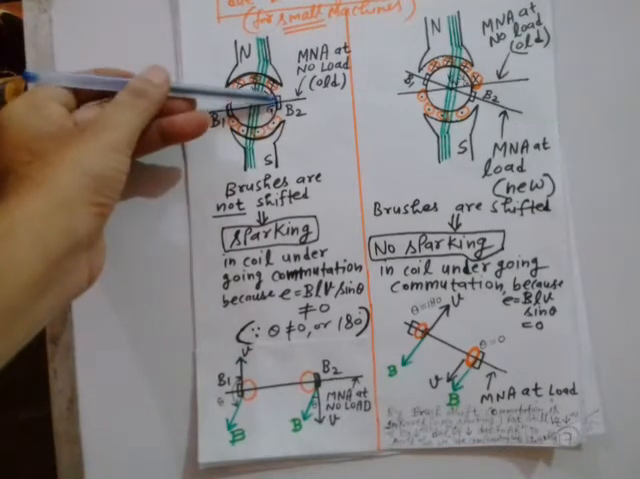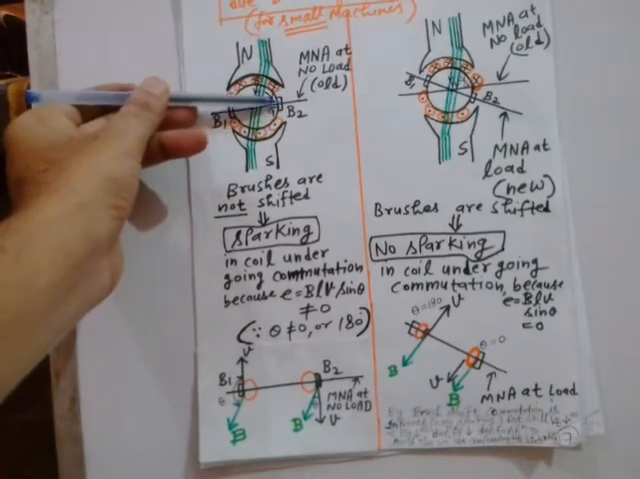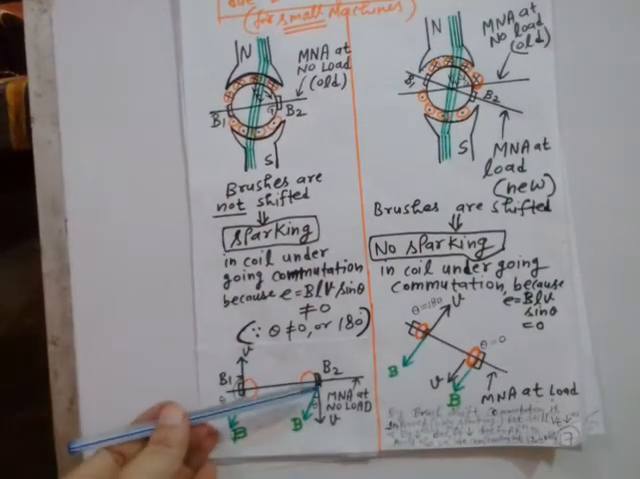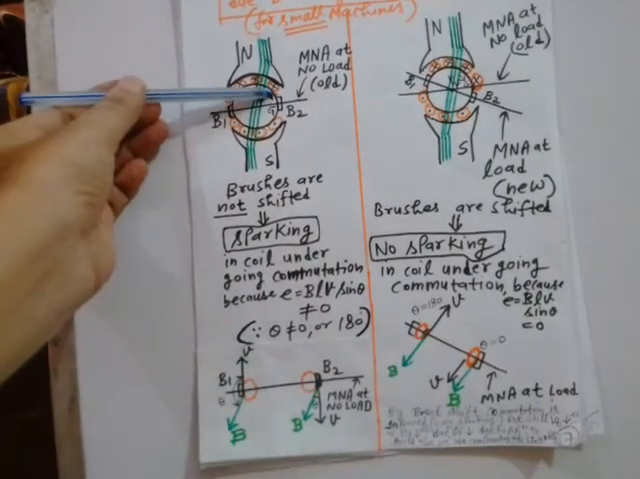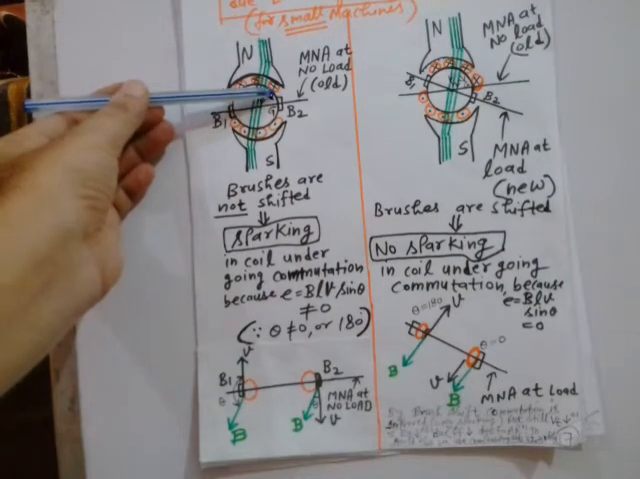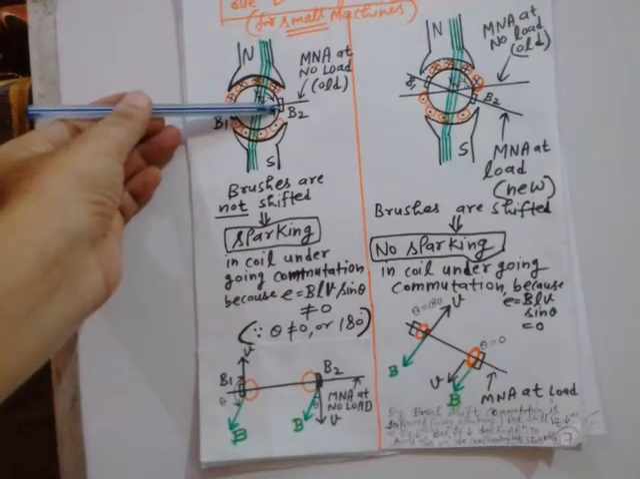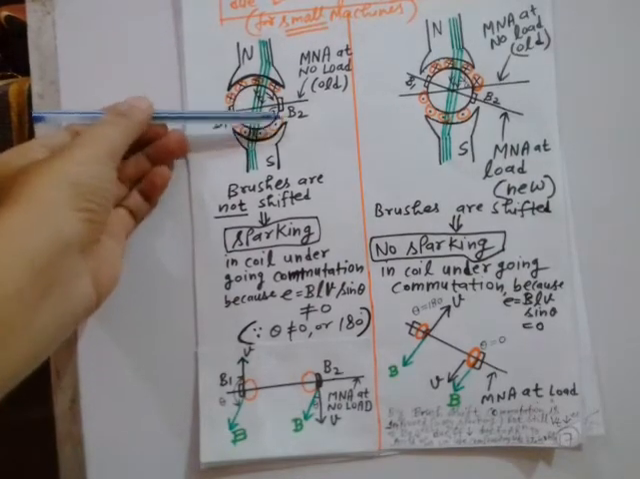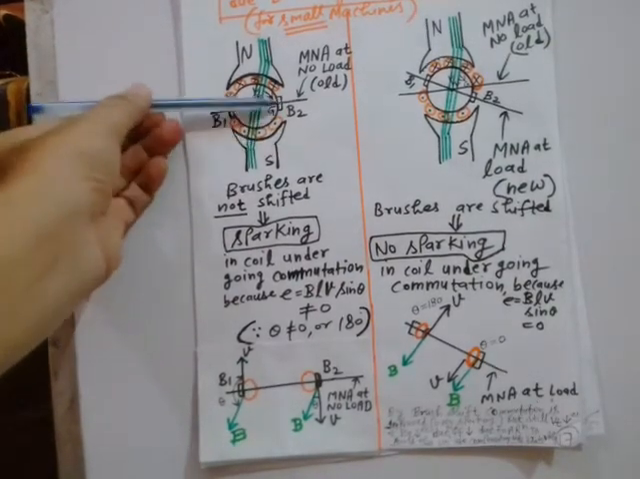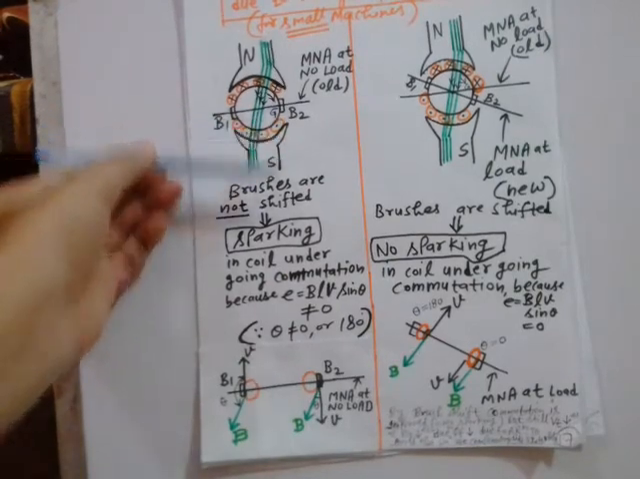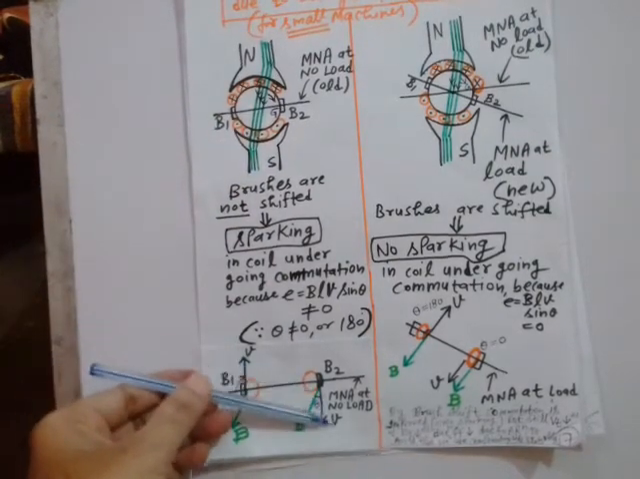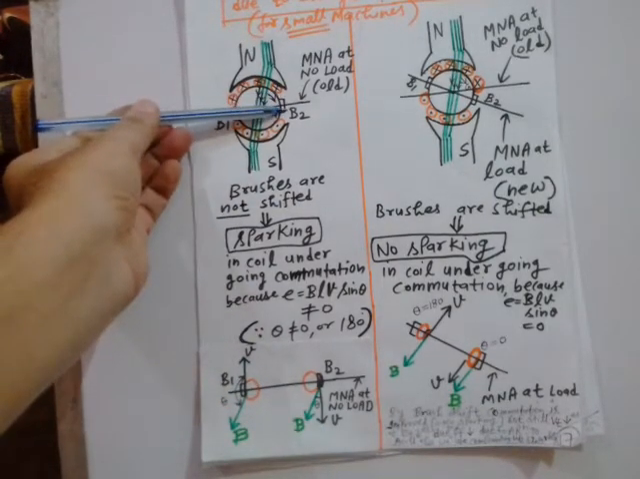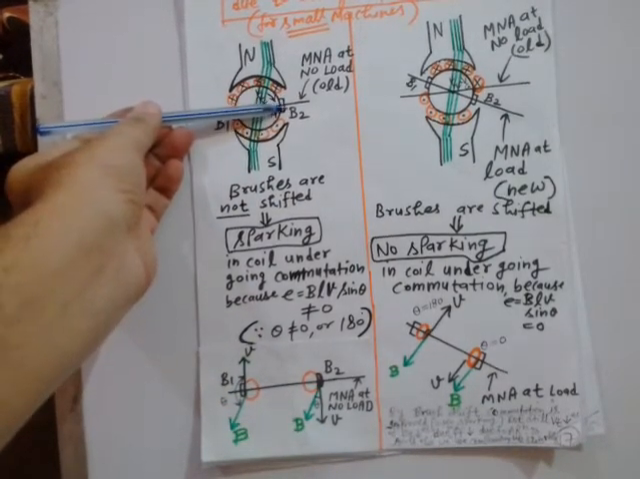Similarly, you can analyze for this particular coil, which is nearest to this brush V2. For this coil, which is nearest to this original position of brush V2, what will be the condition? When after rotation it comes nearest to this brush V2, what is the direction of peripheral velocity for this particular coil? It will be tangentially clockwise like this. That means this is the direction of peripheral velocity, small v, for this armature coil which is nearest to this original position of brush V2.